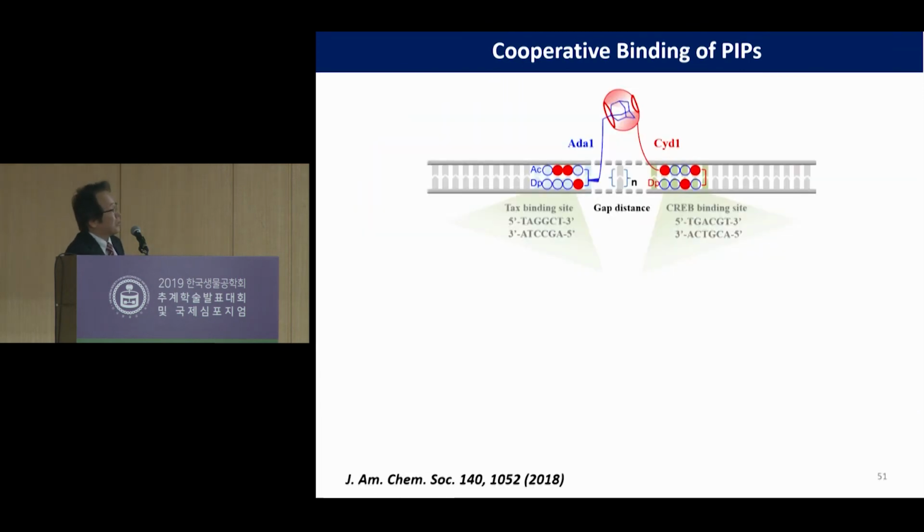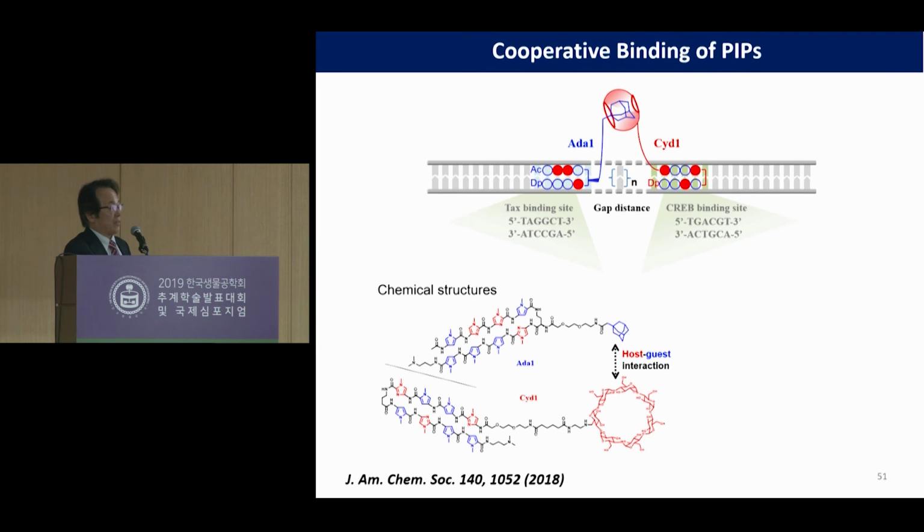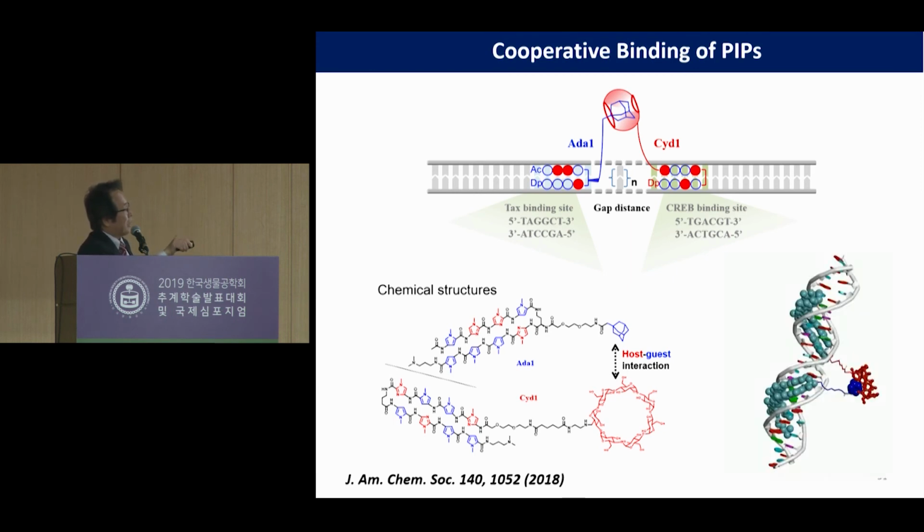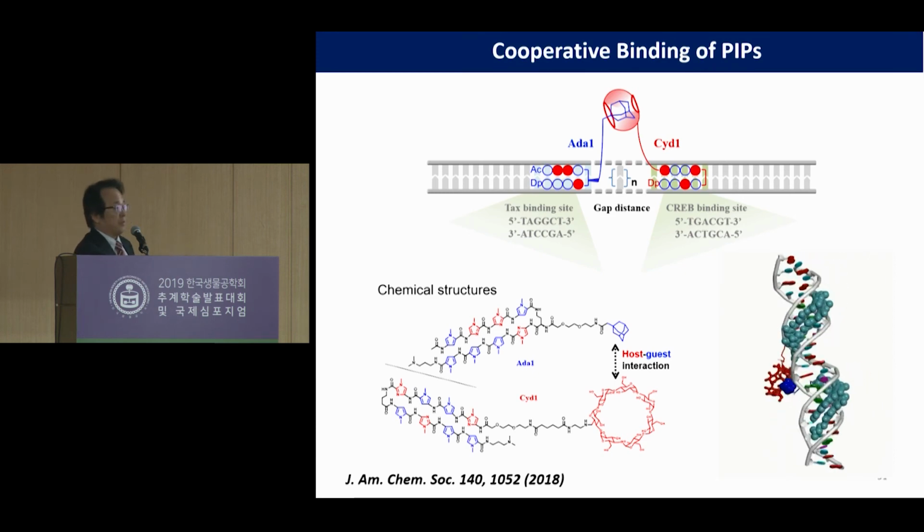So an important question is, can we install the cooperative interaction into polyamide? So we just tested that hypothesis. We synthesized cyclodextrin and adamantane conjugates, and tested whether they can bind to the target sequence cooperatively or not.